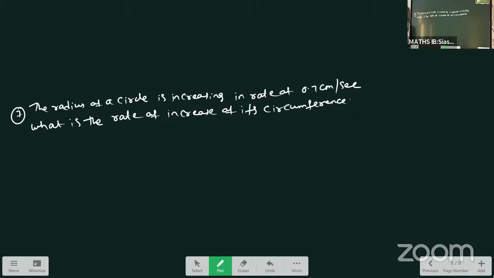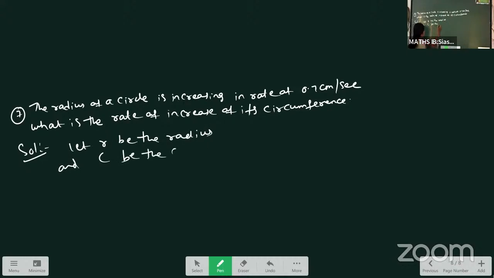So what is the circumference of a circle? 2 pi r. So he is asking what is dC by dt? A simple solution. The radius of a circle is increasing at the rate. Increasing is always dr by dt. So first what you have to take? Let r be the radius and C be the circumference of the circle.